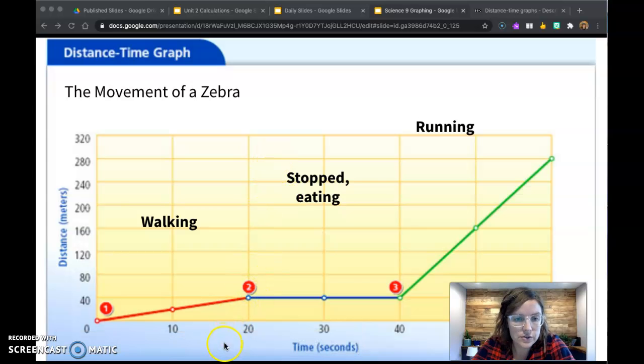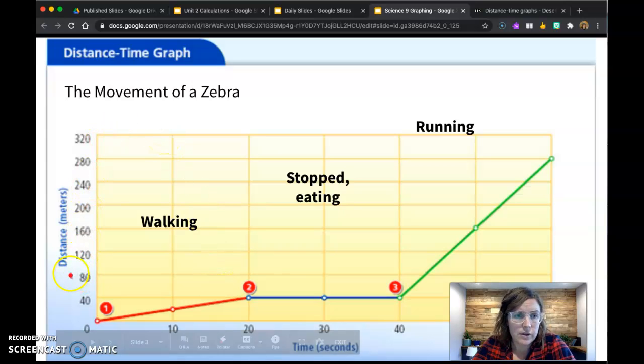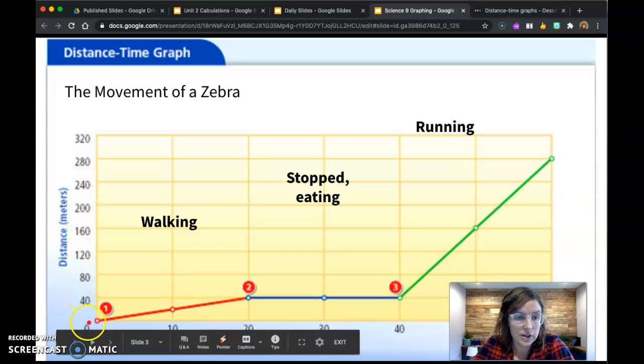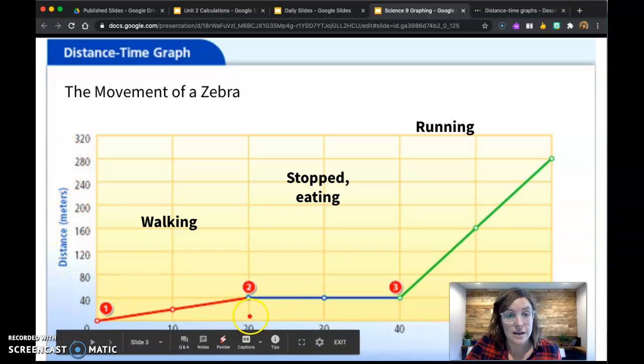All right, let's take a look at this graph. First thing I do when I see a graph is look at the axis labels. So I have distance in meters, starting at 0, going all the way to 320 meters. And on my x-axis, I have time. Now, the title of the graph is called The Movement of a Zebra.